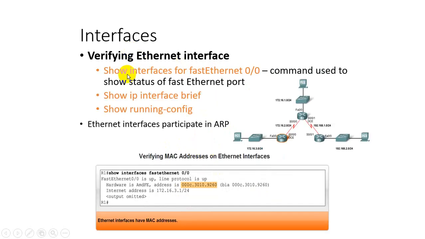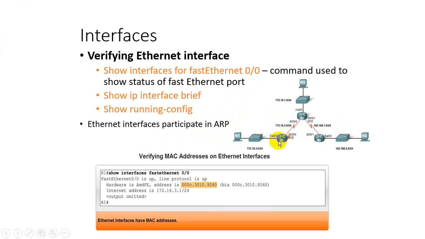Verifying the Ethernet interfaces, show interfaces for FastEthernet 0/0. If we want to verify the interfaces, then we can use the command show interfaces for FastEthernet 0/0, which is used to show the status of the FastEthernet port. Also show ip interface brief and show running-config.